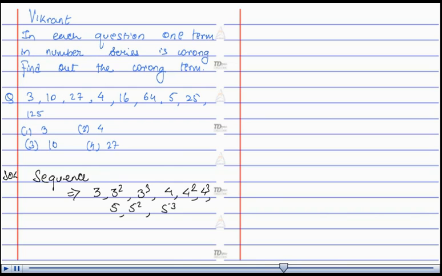So in this case the term that is wrong should be replaced by 10, that is in this case here instead of 10 it should be 9, that is 3 square. So we can say that the answer is third.